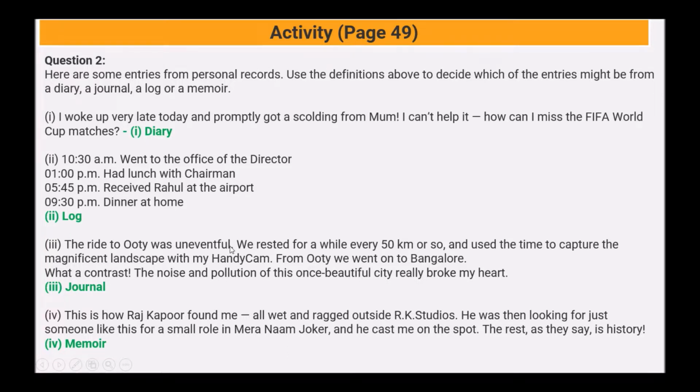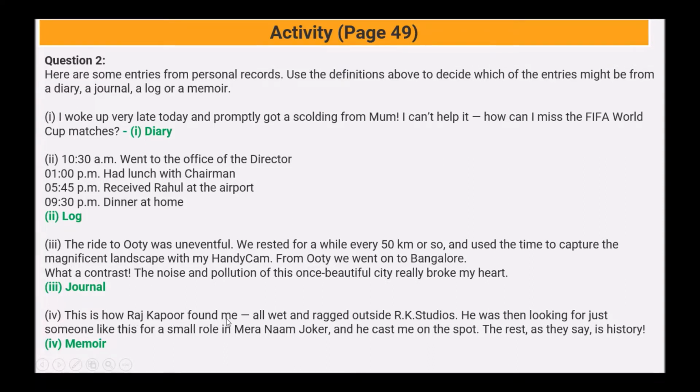"Ride to Ooty was uneventful. We rested for a while every 50 kilometers or so and used the time to capture the magnificent landscape with my handycam. From Ooty we went on to Bangalore. What a contrast. The noise and the pollution of this once beautiful city really broke my heart." This is a journal entry.